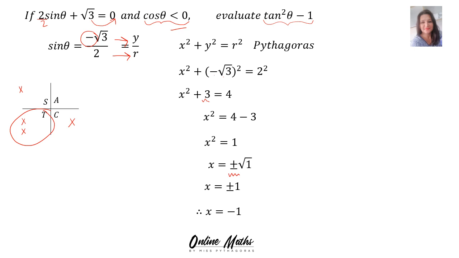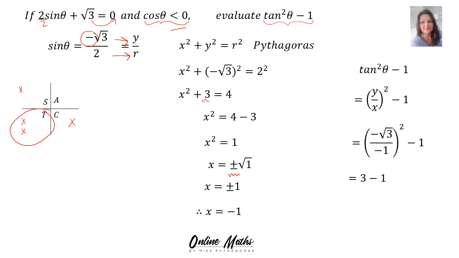Now we have a value for x, y, and r. We can work out what was given. Evaluate tan squared theta minus 1. Tan's ratio is y over x, squared, minus 1. In y's place, we substitute negative root 3 over, in x's place, negative 1. And then you will say a minus divided by a minus is a positive. Root 3 squared is just 3 over 1, minus 1. 3 minus 1 is 2.